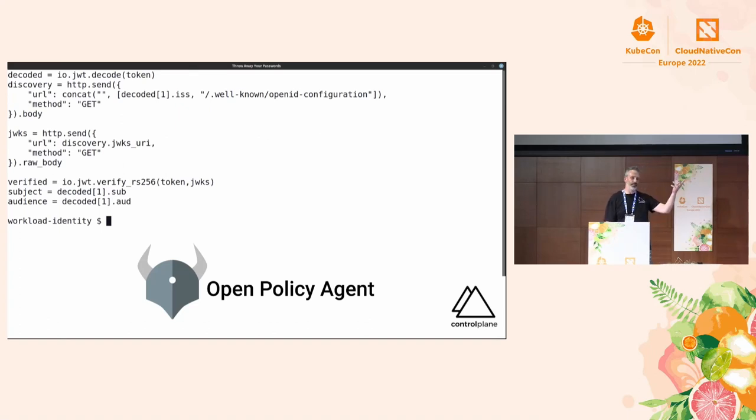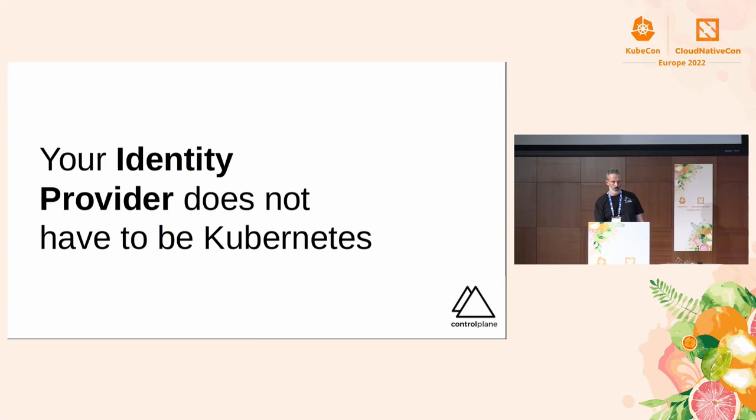So we can get cloud credentials. If we're passing tokens between services, we can do authorization using OPA. But now we're in the OIDC space. We can start looking outside of Kubernetes. So your identity provider doesn't have to be Kubernetes. It could be GitHub.